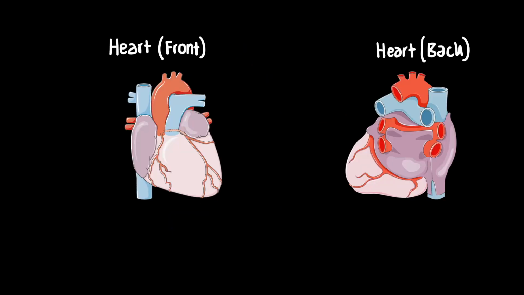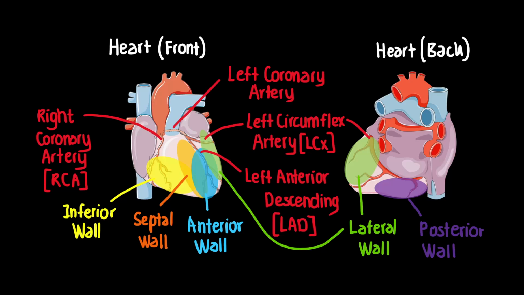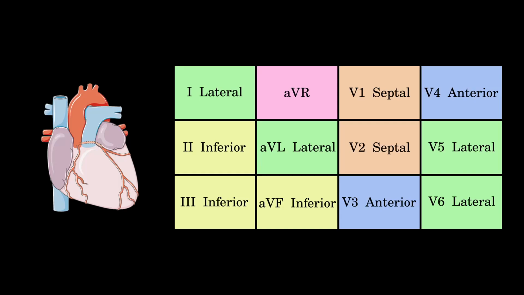Now let's go back to the heart. The heart isn't one undivided mass. It has distinct territories we refer to as walls. And each wall faces a different direction. Each wall has its own blood supply. And each wall has its own set of leads watching it.